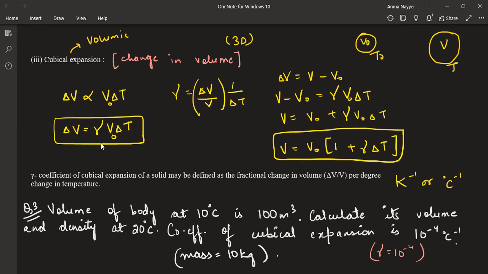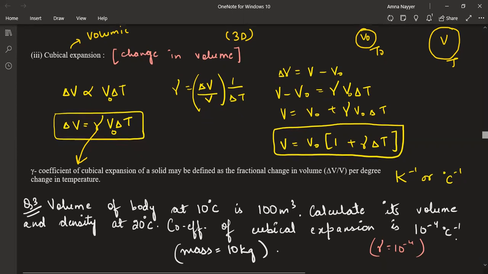Now the constant that will come here is gamma, which is known as the coefficient of cubical expansion. So this is the fractional change in volume per degree change in temperature. Same way, delta V is V minus V naught. So V minus V naught will be gamma V naught delta T. Bring V naught this side, same formula you will get in terms of volume. V is equal to V naught into 1 plus gamma delta T. Here, Kelvin inverse or degree Celsius inverse is again the SI unit.